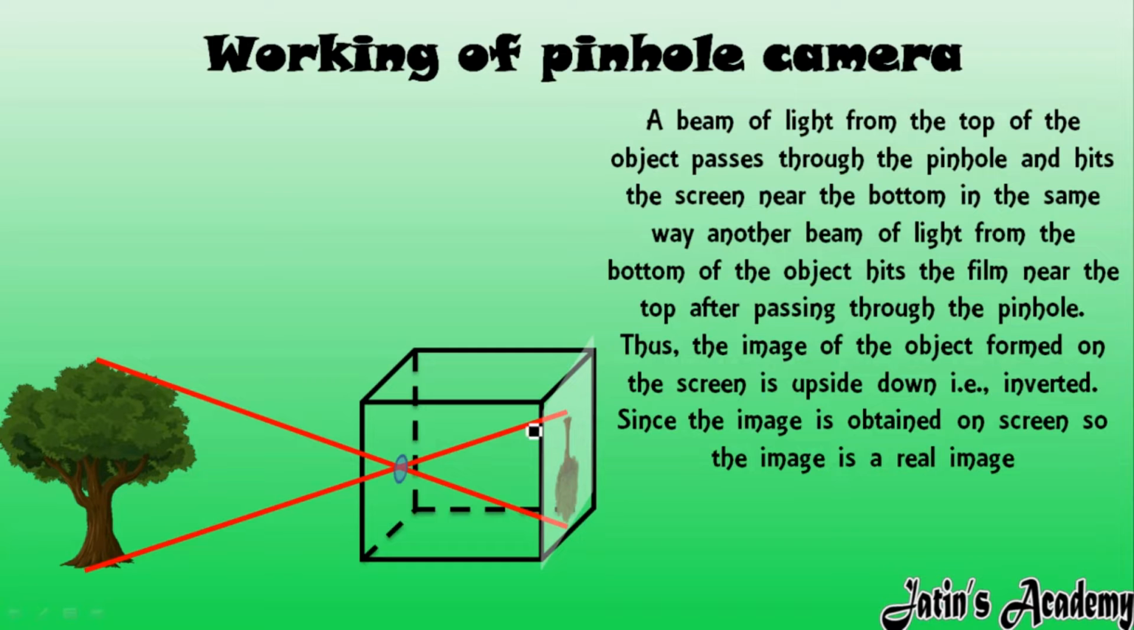But whatsoever image is forming on the screen, that image is upside down. Actually object is like this, but image formed is like this, or you can say inverted image is formed. Inverted means upside down image is formed, and the image is forming on screen, no? So whenever I told the images are forming on screen, that images are nothing but real image. So in pinhole camera, first of all inverted image is formed, and secondly image formed is a real image, means the image which forms on screen. So this is the working of the pinhole camera.